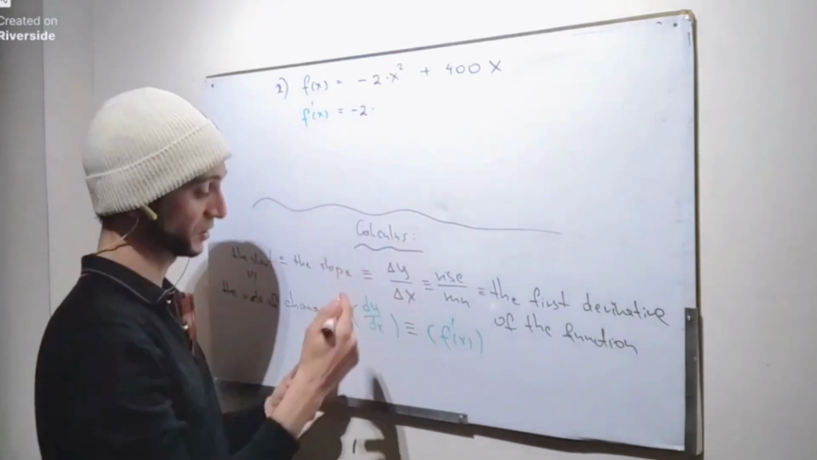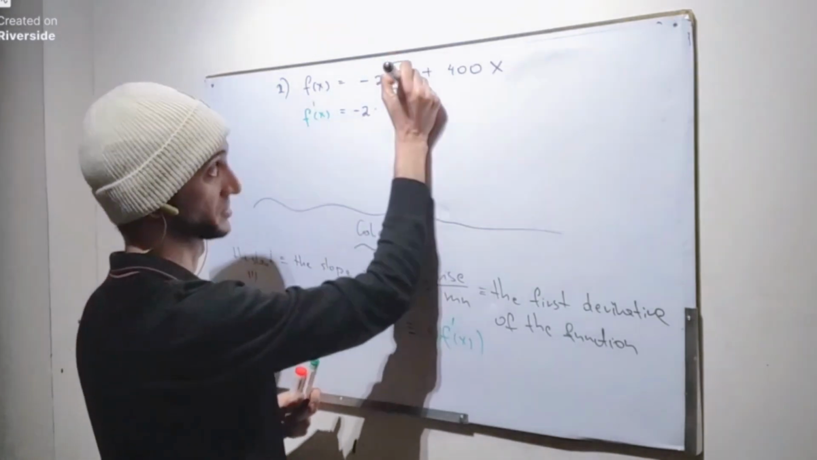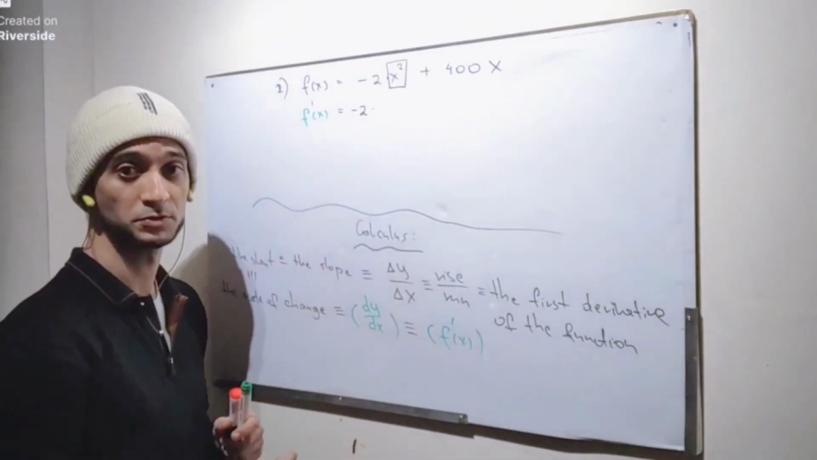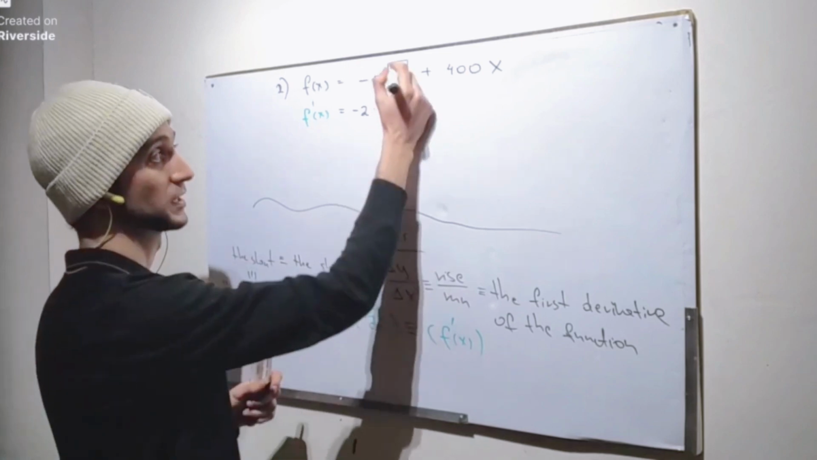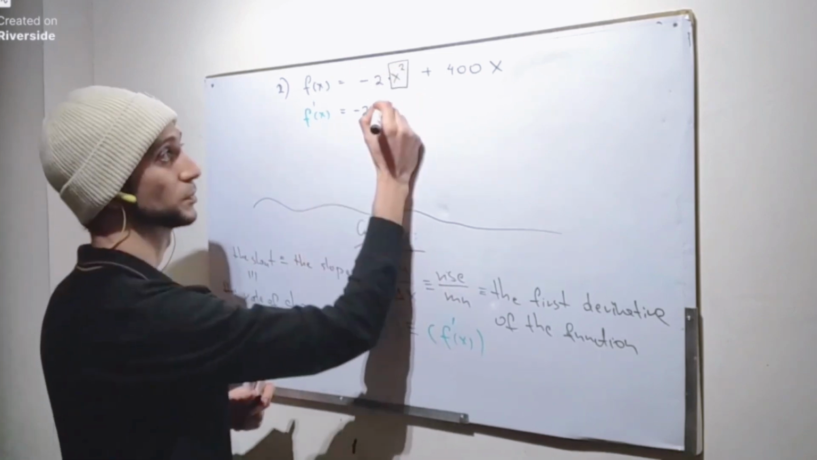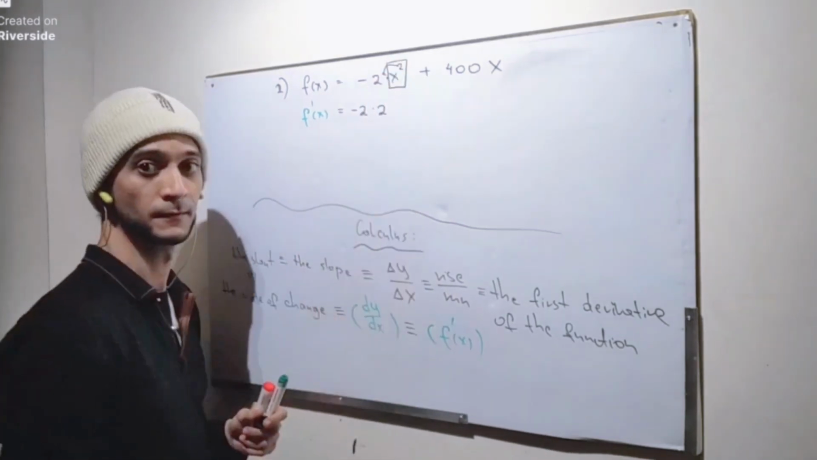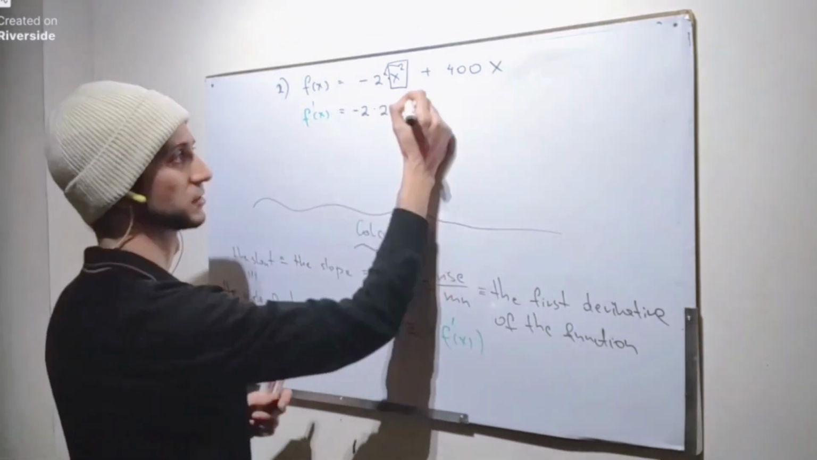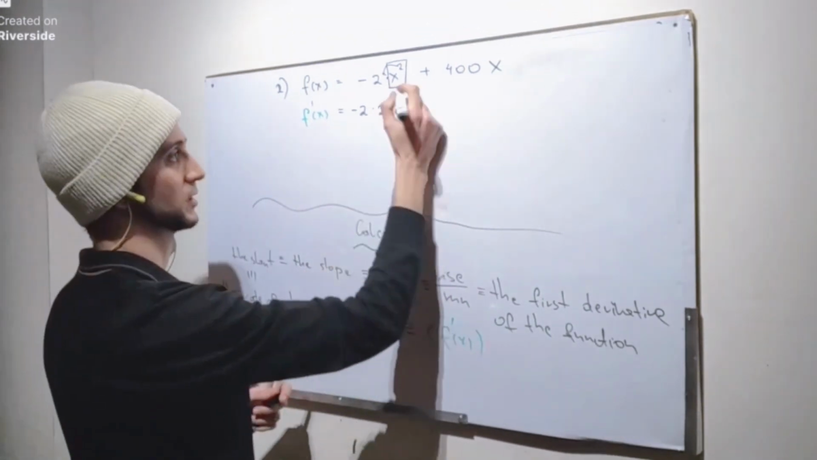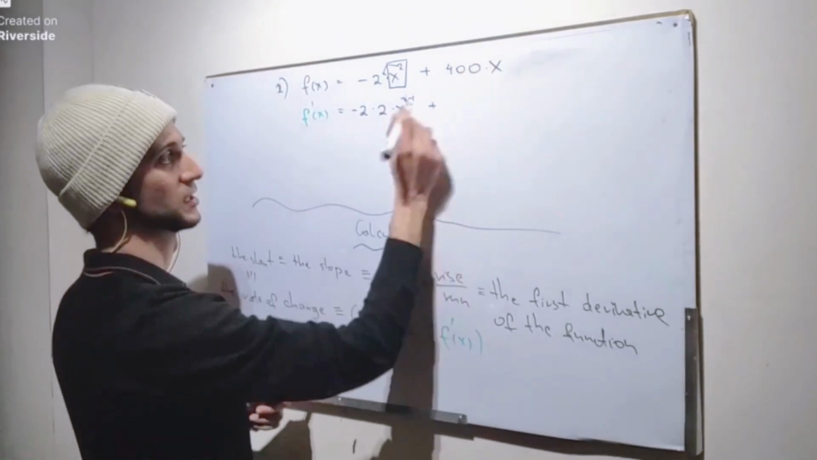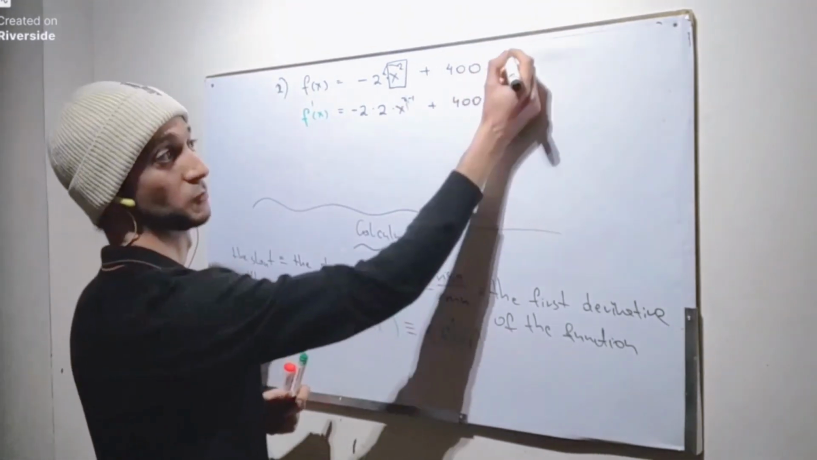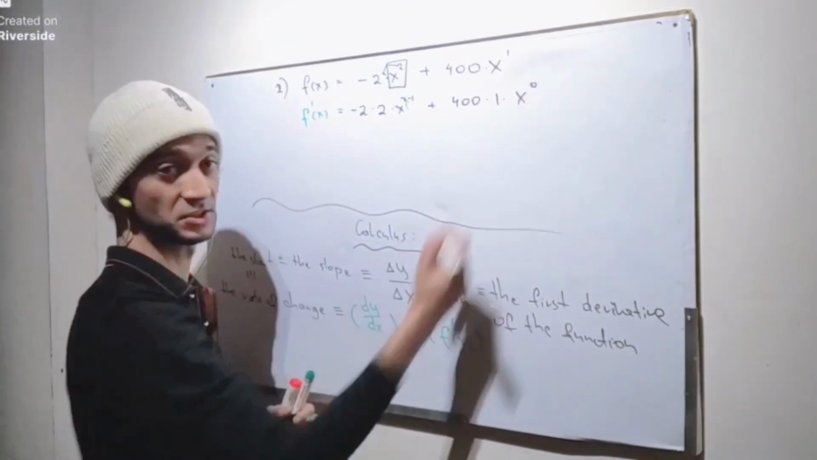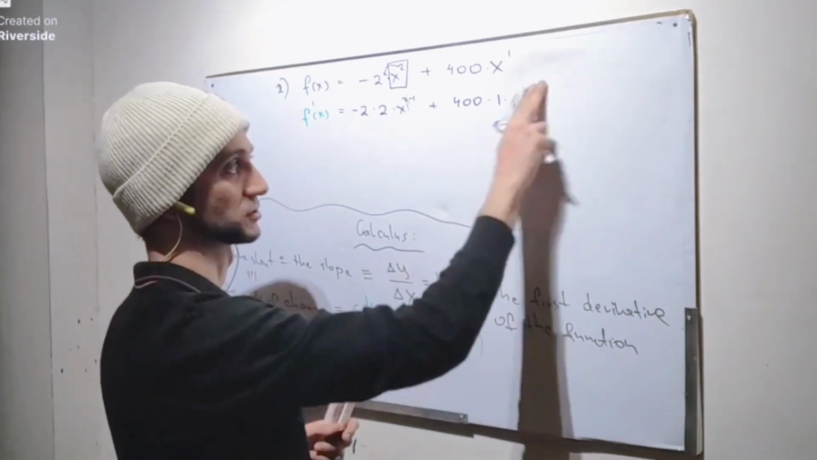But then, there is something you have to do with the term that is a variable, but has a power. What do you do with the power of the variable? You bring it down. That's called the power rule. You bring it down, so this 2 comes down. Yes, exactly. 2 minus 1, right? And then you do the same thing here, 400 times x to the 1, but it becomes x to the 0, and anything to the 0 is 1. Same rule, right?